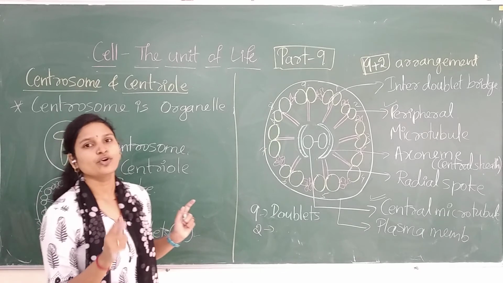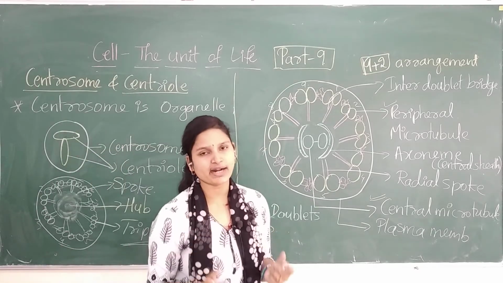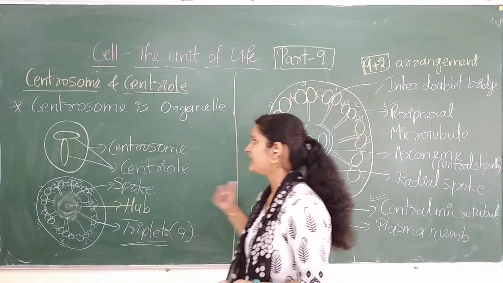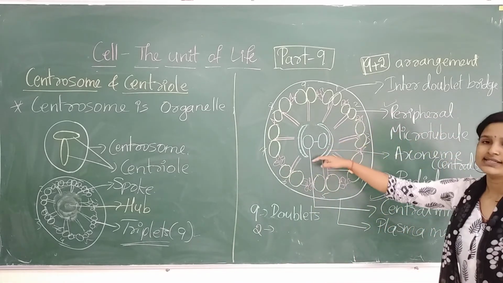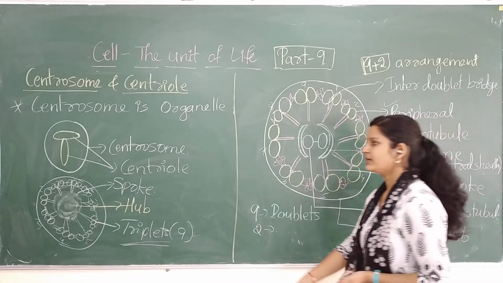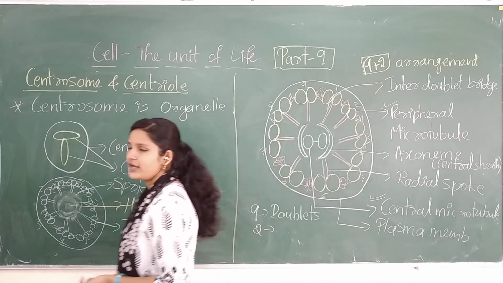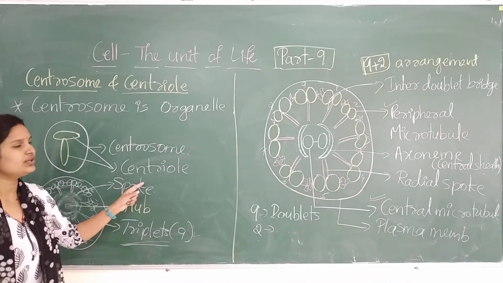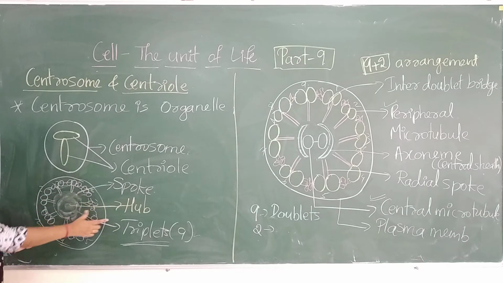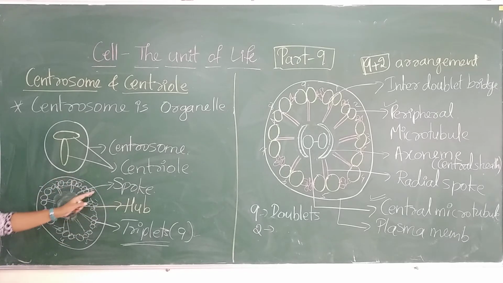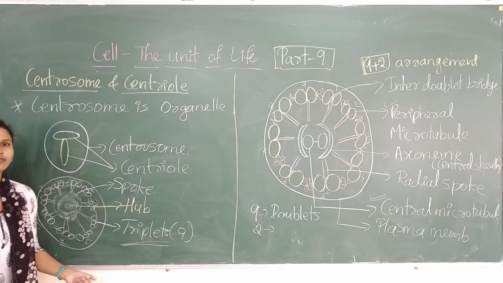Both are the same, the only difference is the central part. Here we call it a hub, but in cilia and flagella we call it the axoneme or central sheath. The centrosome is a cell organelle, whereas the centriole is not a cell organelle, and the arrangement will be triplet, and the central part is the hub, and the triplets will be there, and this will be your spoke.